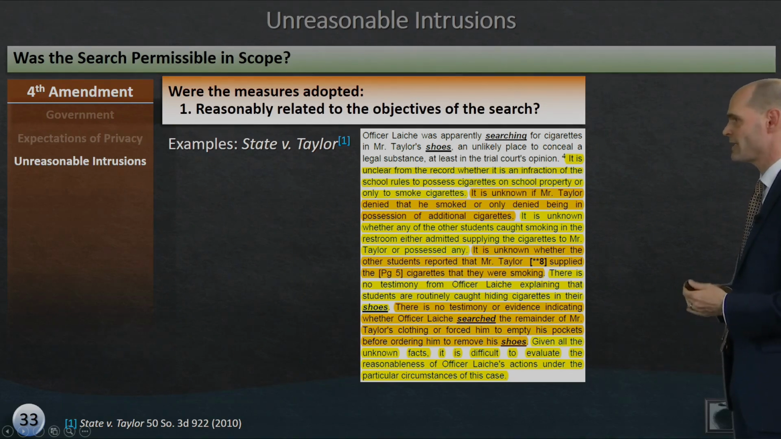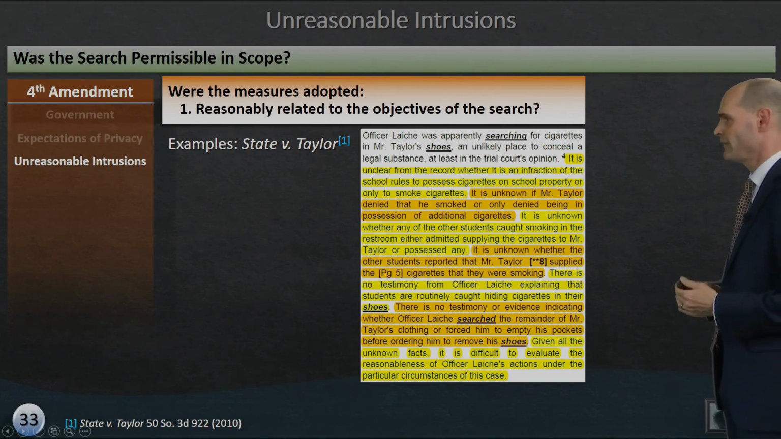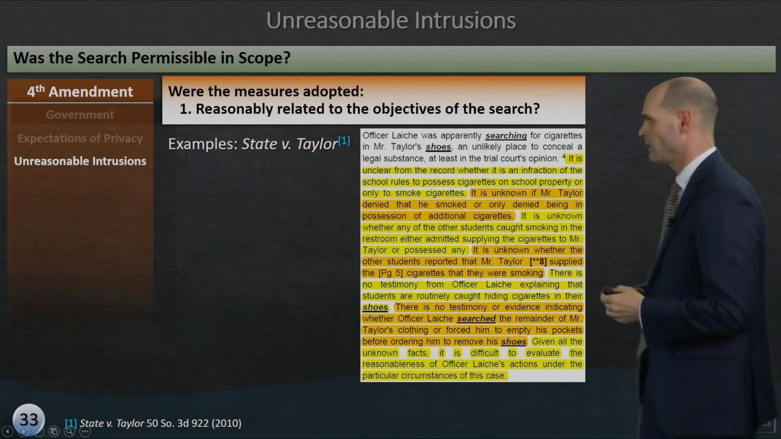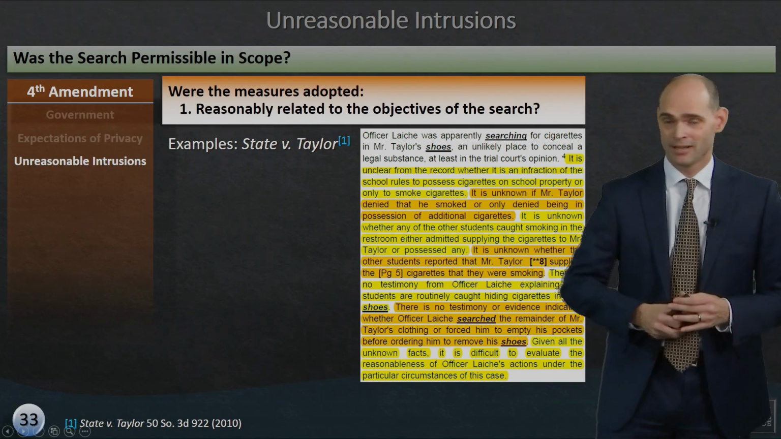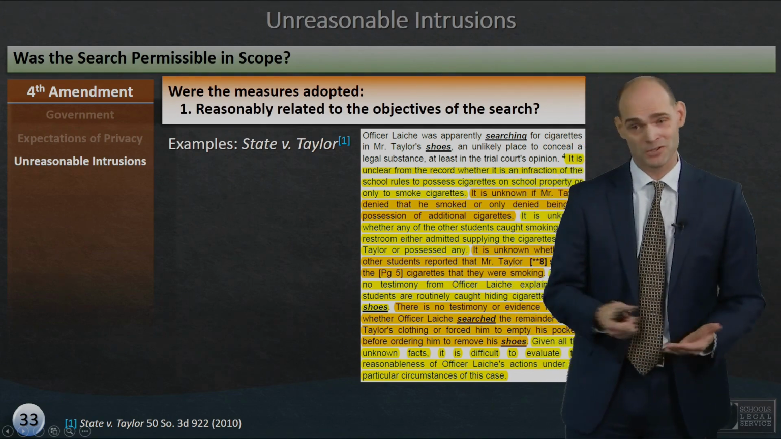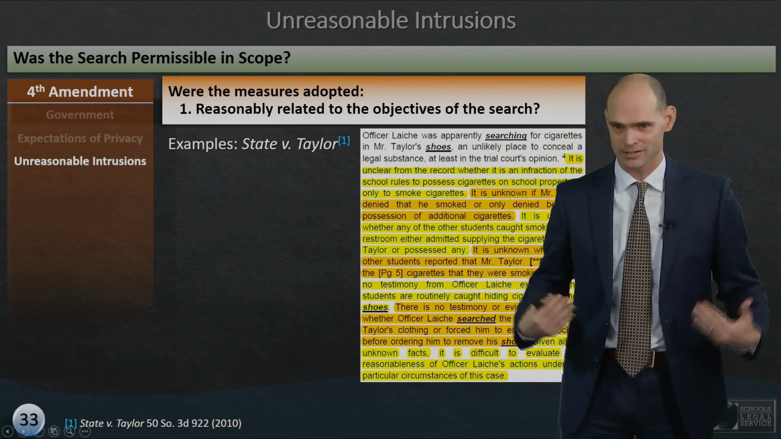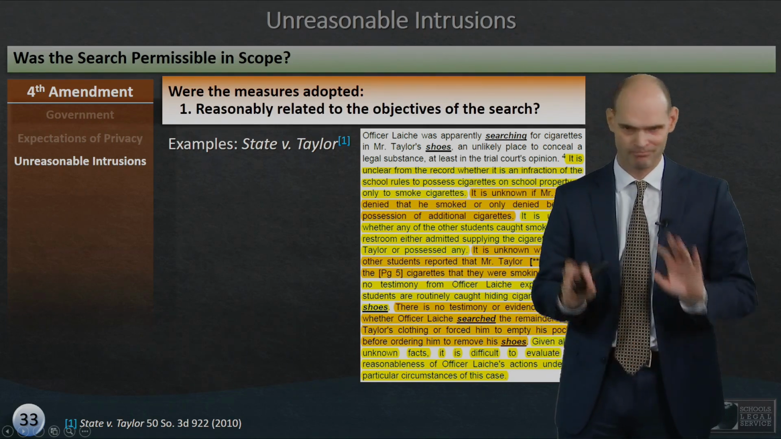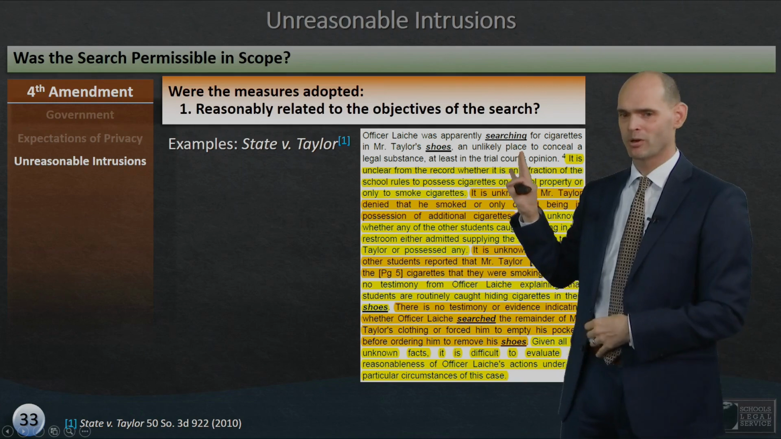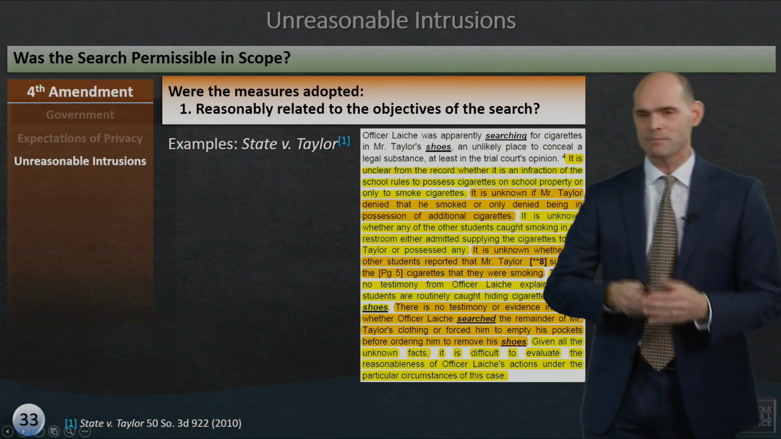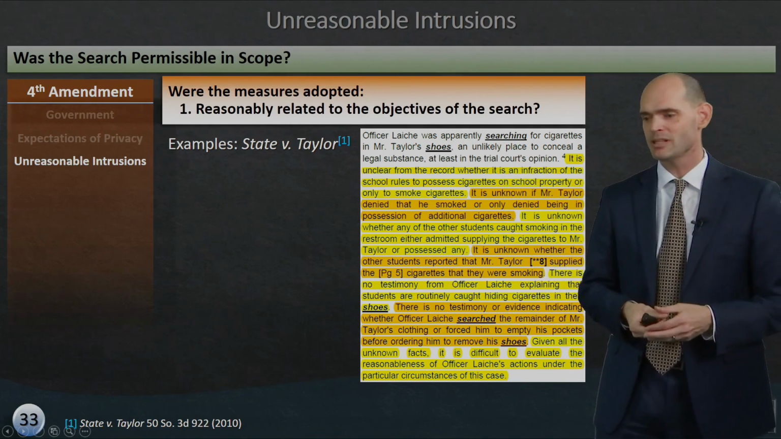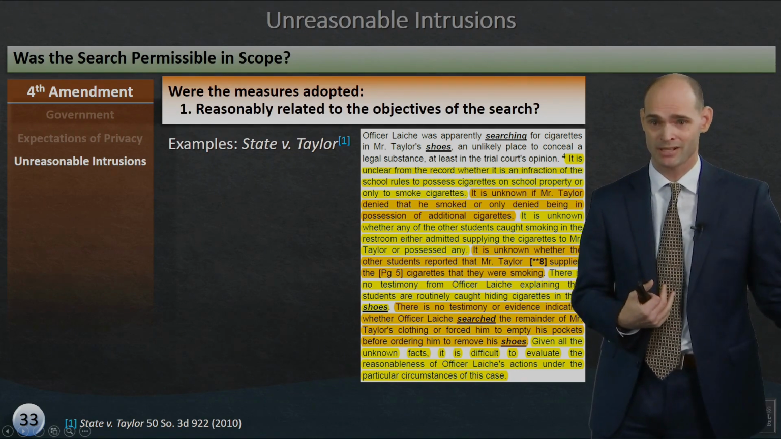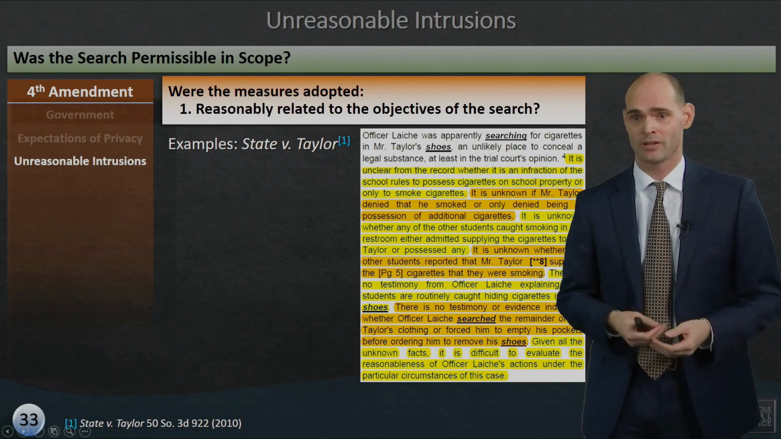There's no testimony or evidence indicating whether the officer searched the remainder of his clothing, asked him to empty his pockets. Really important for a couple of reasons. First of all, you always should start with the least intrusive. You should be starting with a pat down or something like that, just in principle. But more importantly for our discussion, that's important because let's say that you've got a strong suspicion that the student is in possession of these items, and you conduct a search of the other areas, right?